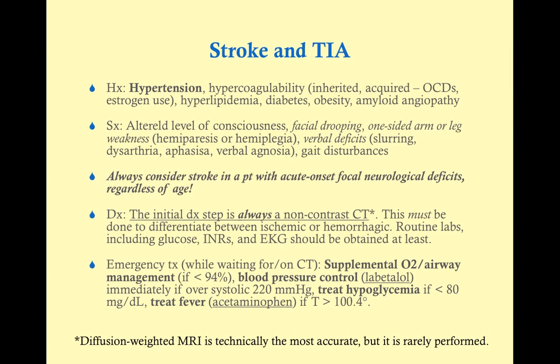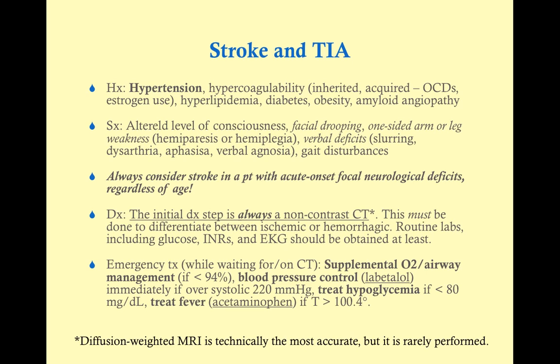The initial diagnostic step is always going to be a non-contrast CT. This has to be done for two reasons. One, because we're looking for a stroke. Two, because we need to know what kind of stroke it is, if there is one. So the CT is going to help us differentiate between an ischemic stroke or a hemorrhagic stroke, and that's going to be really important as far as how we manage the stroke.